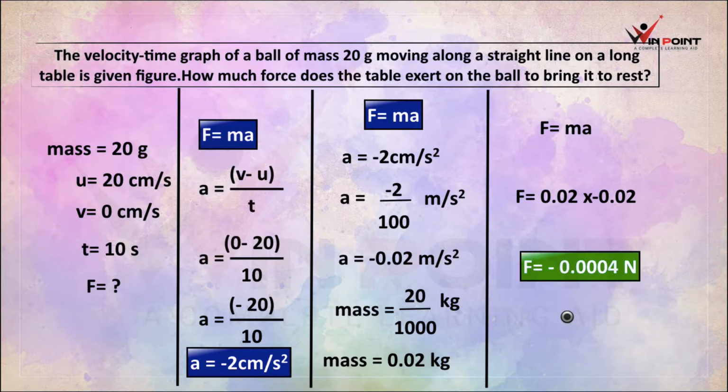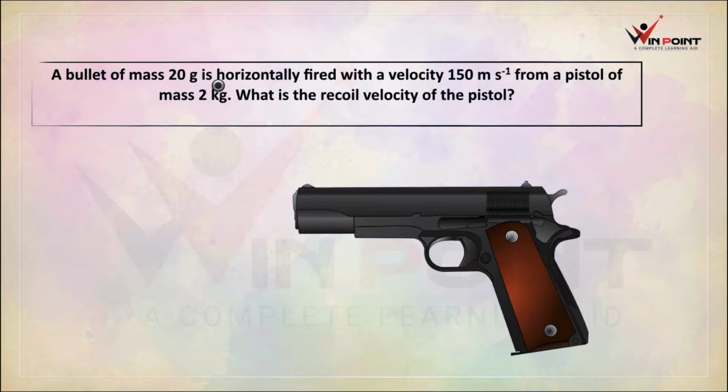It is friction. A bullet of mass 20 gram is horizontally fired with a velocity of 150 meter per second from a pistol of mass 2 kilogram. What is the recoil velocity of the pistol? There is a gun, and from this gun a bullet is coming out. The mass of the bullet is 20 gram and the velocity of the bullet is 150 meter per second. And the mass of the gun is 2 kilogram. We need to find the recoil velocity.